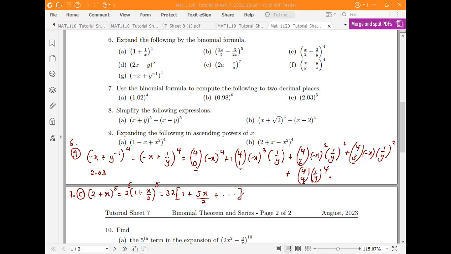And then we now go and look for, since we have expanded it in this form, we are saying 2 plus x should be equal to 2.03. Then solve for x. So x is 2.03 minus 2, which is 0.03. So now we have 2 plus 0.03 power 5 will be equal to 32 times 1 plus 5 times 0.03 over 2. Like that.